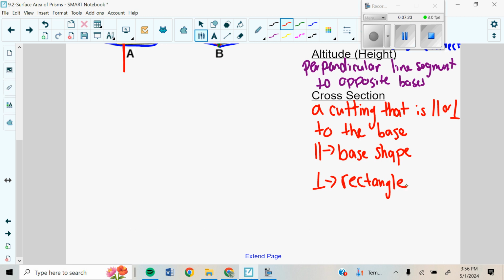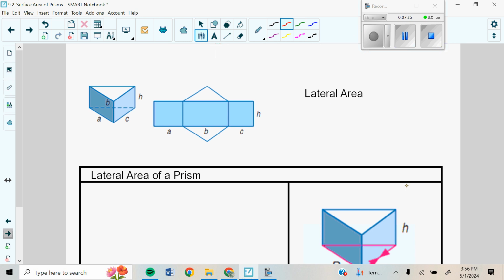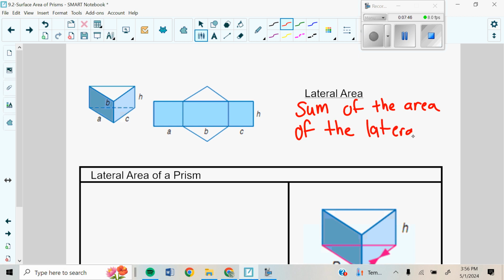All right, let's get into talking about specific types of area. And we're going to talk about lateral area. Lateral area is the sum of the area of the lateral faces. So you could think of it as the sum of the sides, the ones that aren't the base.